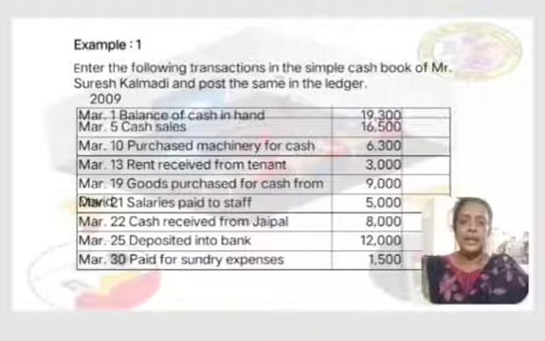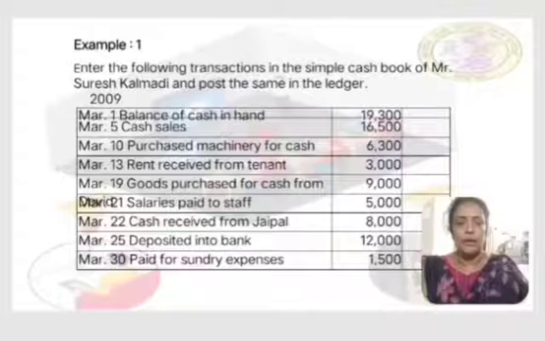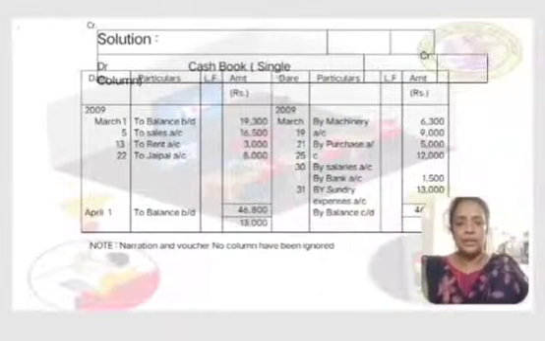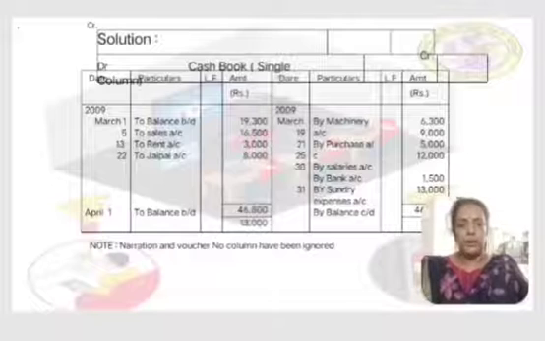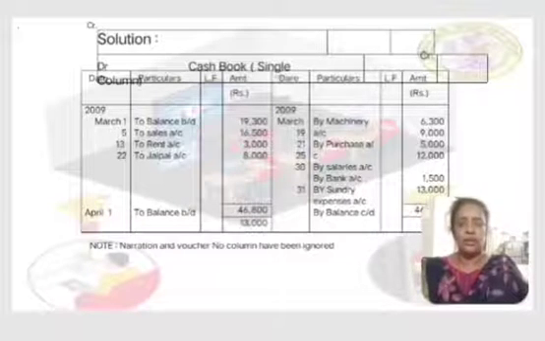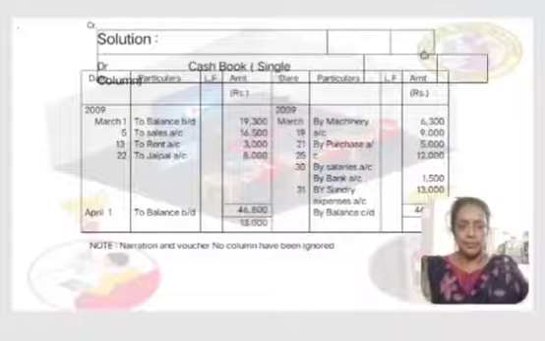And paid for sundry expenses. Expenses, all expenses are nominal account. Paid for sundry expenses means sundry expenses account debtor to cash account. To cash, we are not supposed to write to cash. Therefore what we write is by sundry expenses.